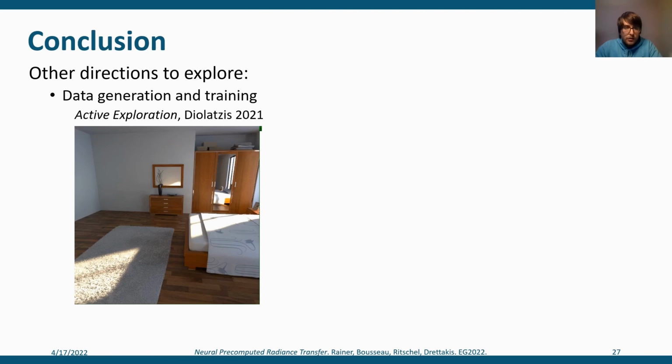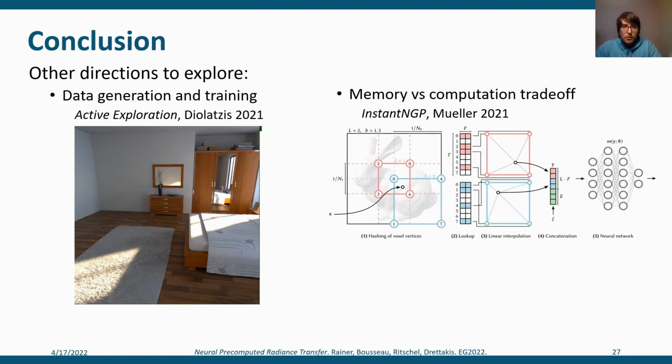Instant NGP explores the memory versus computation trade-off, for example, for neural radiance fields. So rather than having the network learn the spatial lookup and the radiance, they store some codes in an optimized spatial structure. That way the lookup and compression operation is taken out of the network, which can be much smaller and train much quicker.